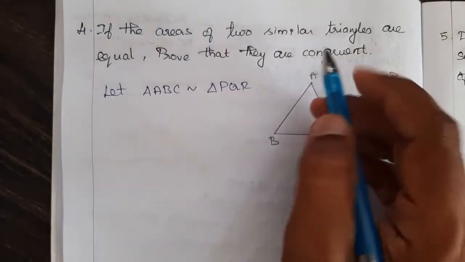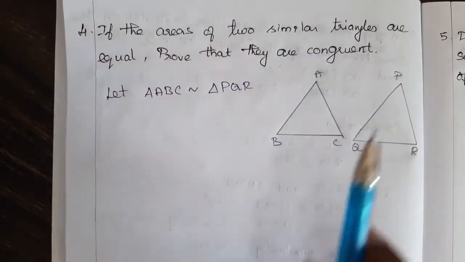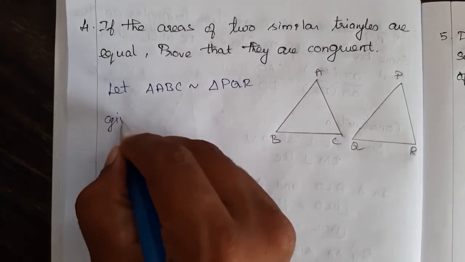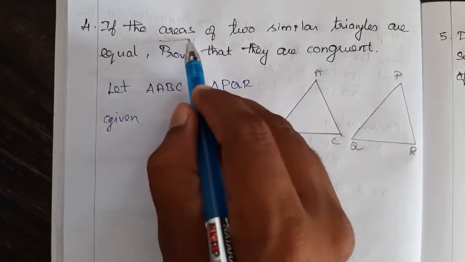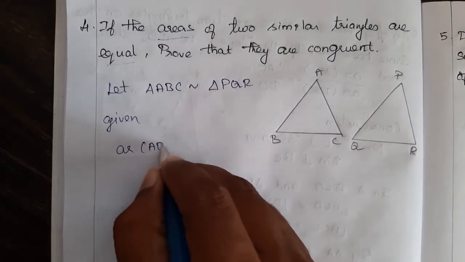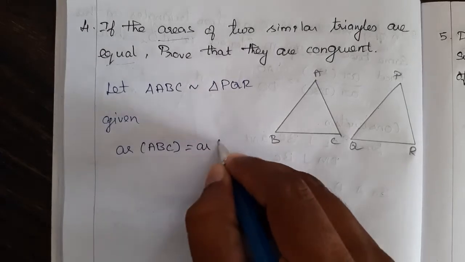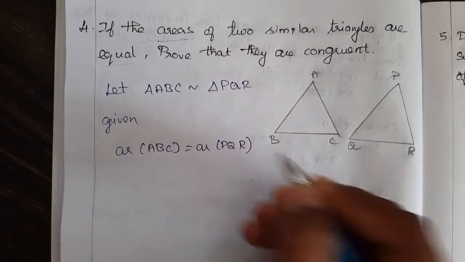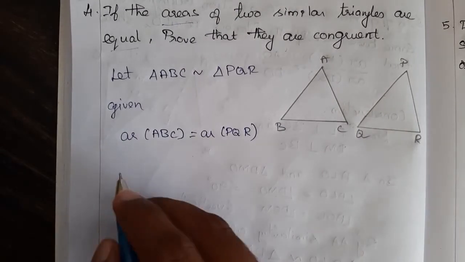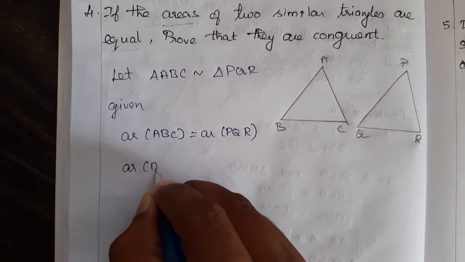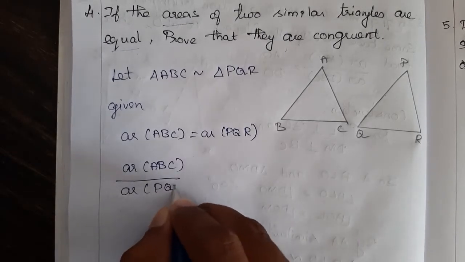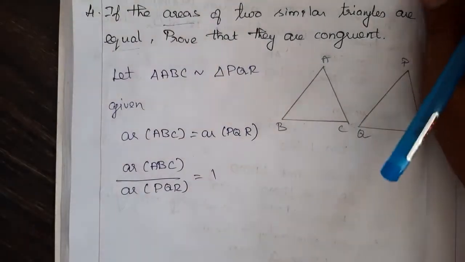It doesn't give any name for the triangles, I just consider this. And what is given is that the areas of the similar triangles are equal. So area of ABC will be equal to area of PQR, right? Then we can bring this division, so that we write it as a normal formula: area of triangle ABC by area of triangle PQR is equal to 1, right?